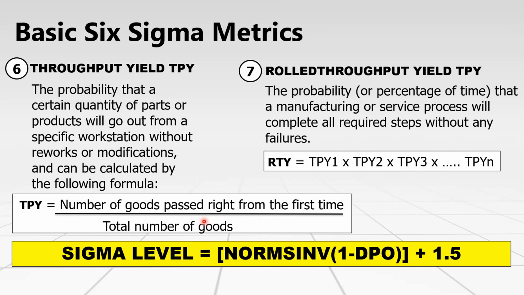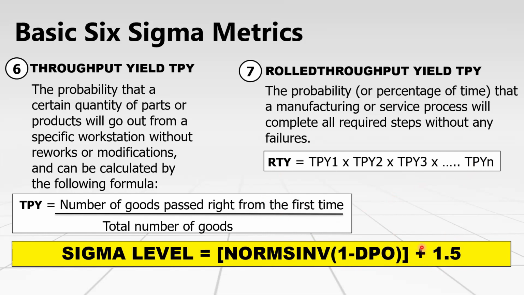The rolled throughput yield is the total TPY for different work centers. So if I have work centers A, B, C, and I calculate the throughput yield for each center, then the rolled throughput yield should be the multiplication of each TPY together. Then the sigma level is calculated by the NORM.S.INV of 1 minus the defects per opportunity, which is considered to be also the TPY, plus the 1.5.